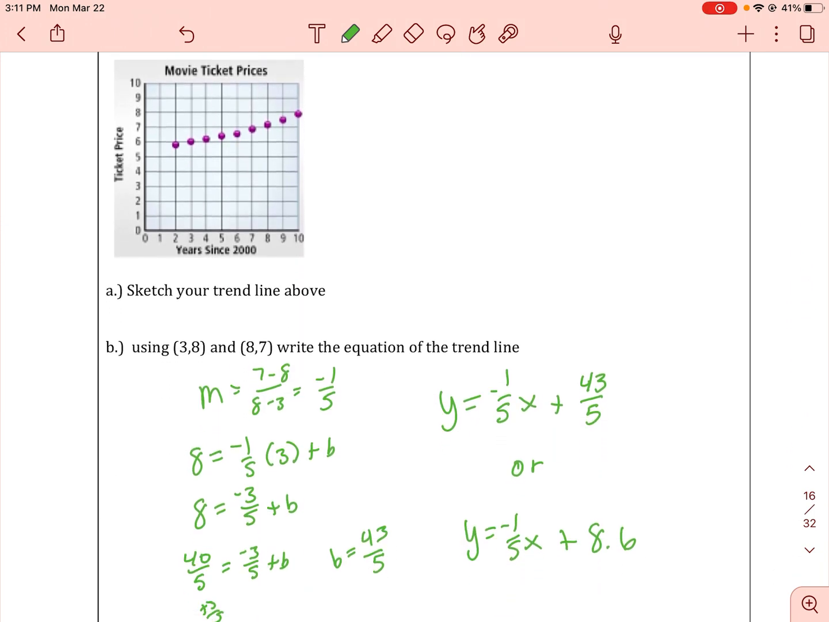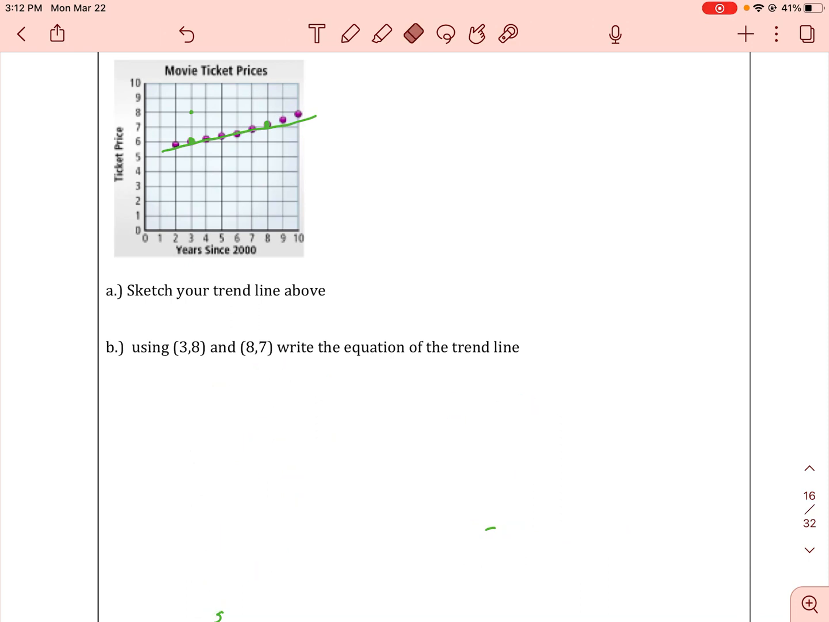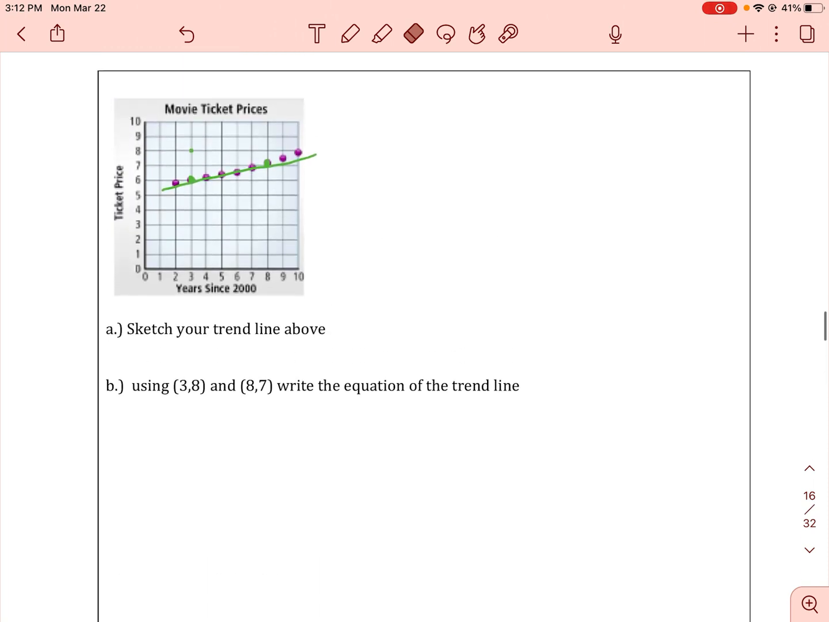Movie ticket prices. So let's sketch our trend line. We're going to use the points 3 and 8, and 8 and 7. I think we meant 3 and 6, and then 8 and 7. This looks like a little bit better of a trend line. So with those points, 3 and 6 instead. So let's cross that off.